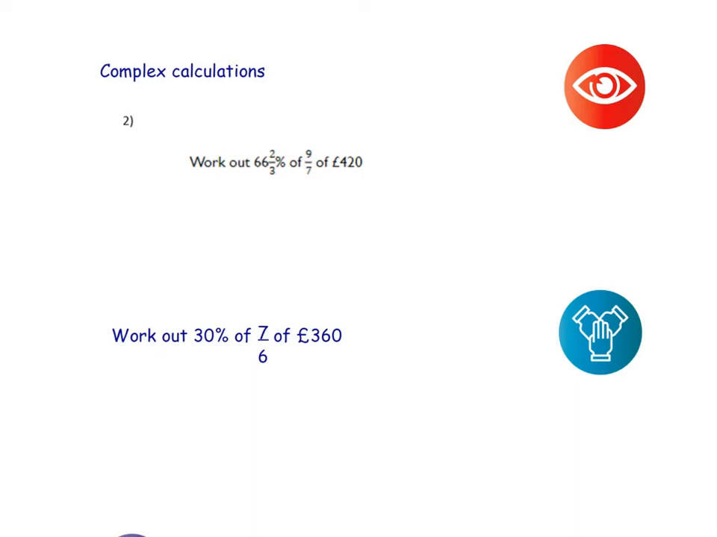So in this video we're going to be looking at how to calculate complex calculations using percentage and fractions of amounts without a calculator. So we are going to break up the question into two parts to start with. We're going to break it up into the first part, which is the end of the sentence, and we're going to work out what 9/7 of 420 is to start with.